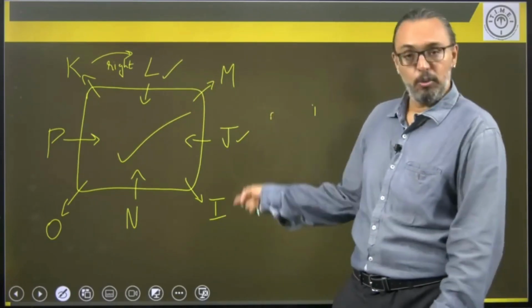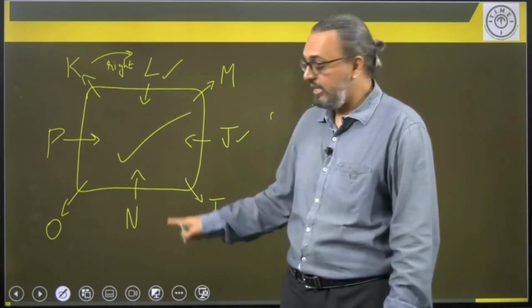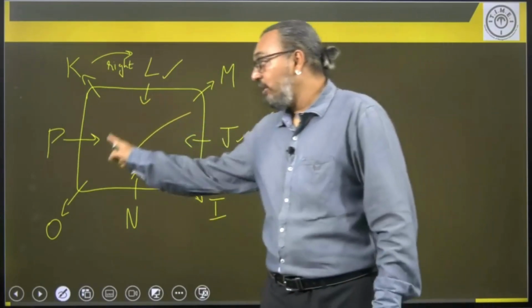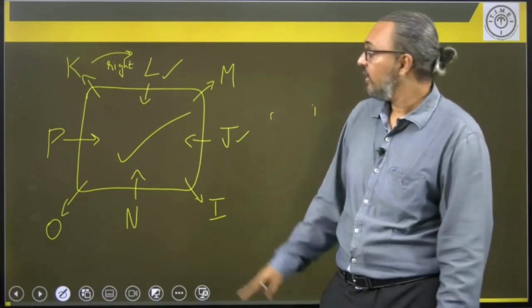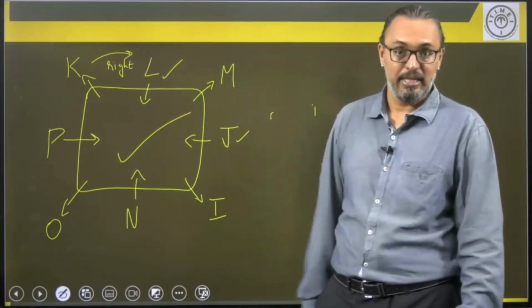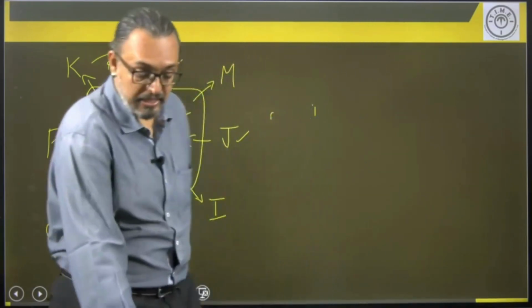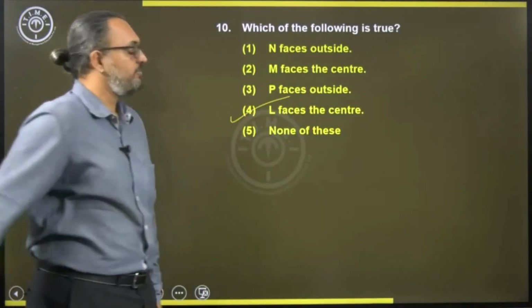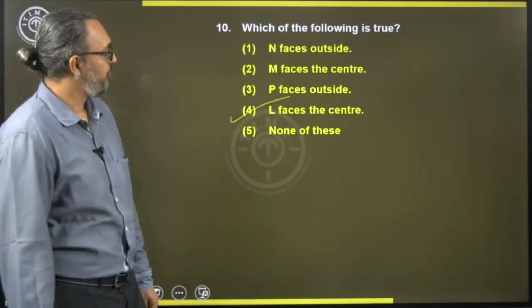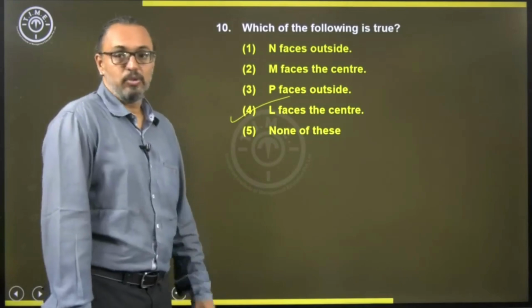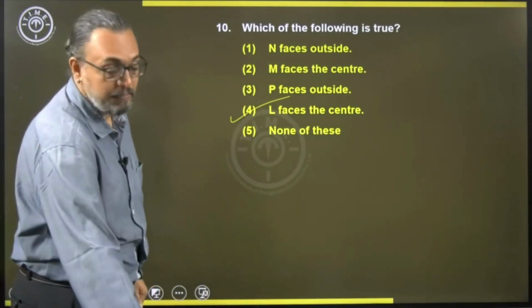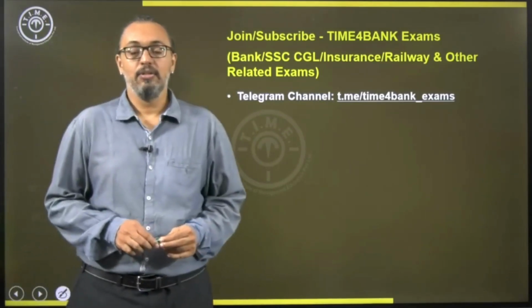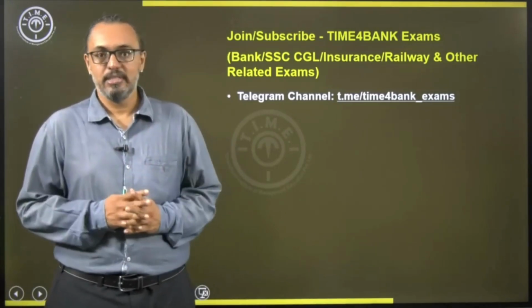Correct? So I am going through all the options once here. So N faces outside, false. That is first option. M faces inside, that is also false. Then P faces outside, that is also false. Then L faces inside, that is correct. So L facing inside is what we pick as our answer. L faces the center, fourth option. Okay. Right. So these are the questions you have in this set. Okay. So those are your questions for square arrangement. So hope whatever is discussed is understood.